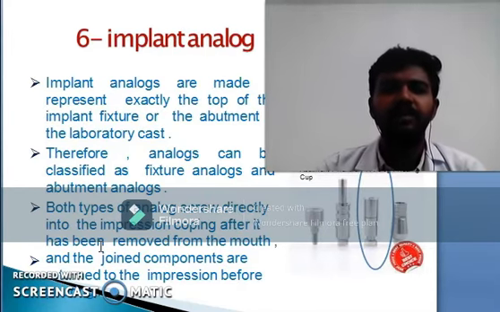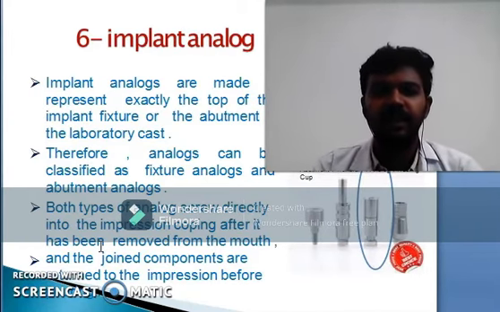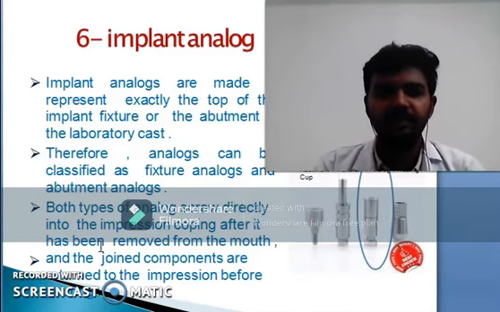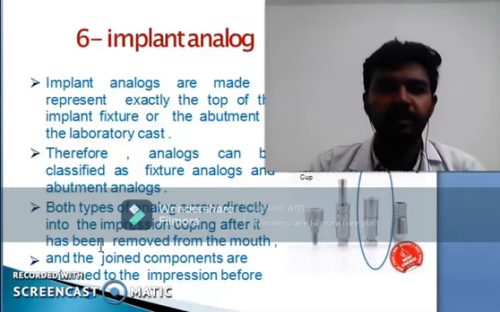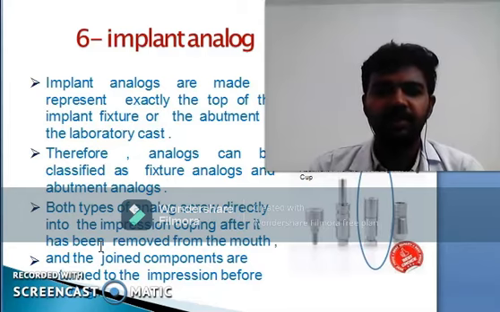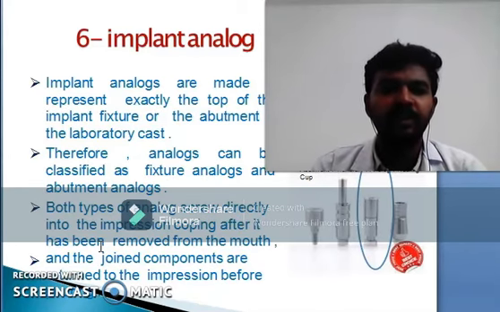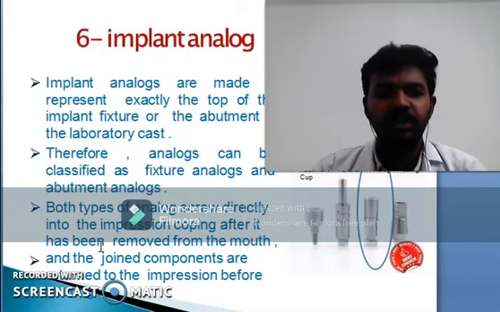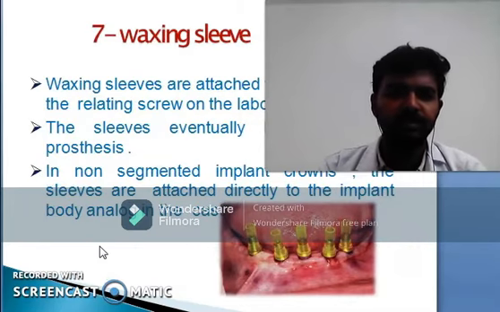Implant analog. Implant analogs are made to represent exactly the top of the implant fixture or the abutment in the laboratory cast. Therefore, analogs can be classified as fixture analogs and abutment analogs. Both types of analogs screw directly into the impression coping. After it has been removed from the mouth, the joined components are returned to the impression before pouring.